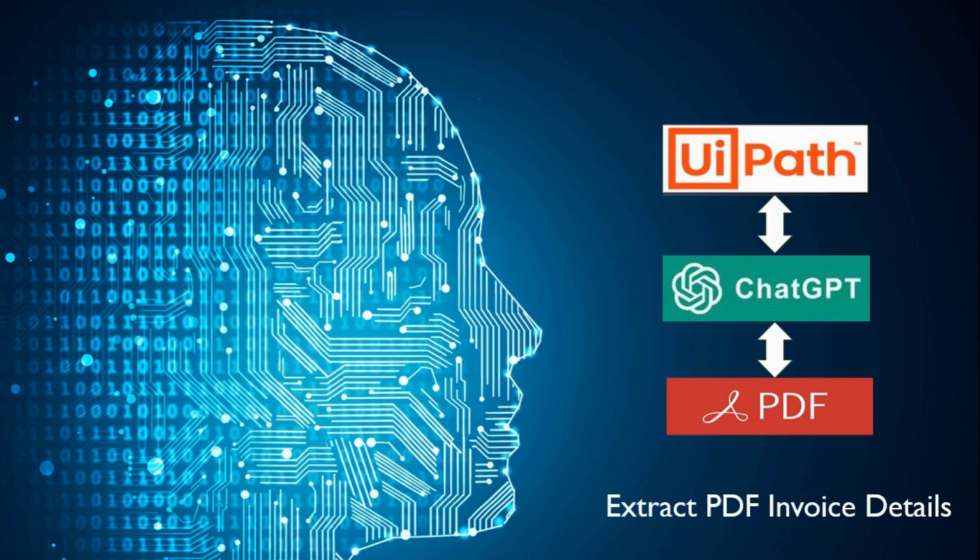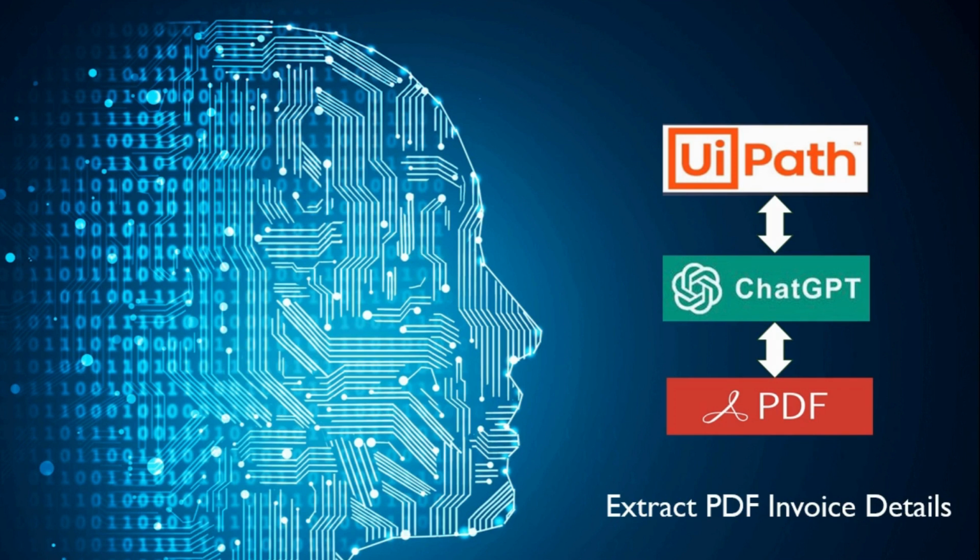Basically, to extract PDF invoice details in UiPath, we would use the PDF activities. After reading the PDF by using the Read PDF Text or Read PDF with OCR activity, we would apply string functionalities or use regular expressions to extract the specific field information. If the PDF file is complex, then we would use Document Understanding. Let's see how we can extract the PDF invoice details by using ChatGPT in UiPath.